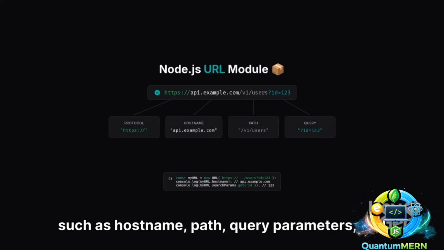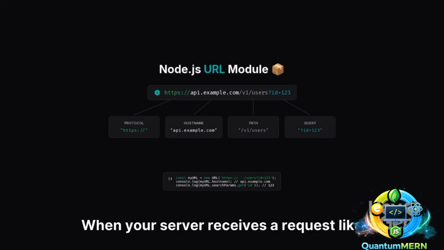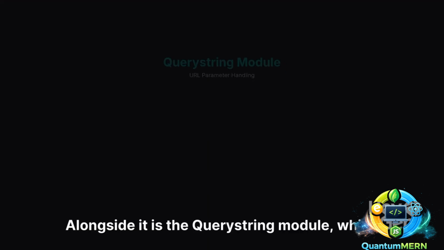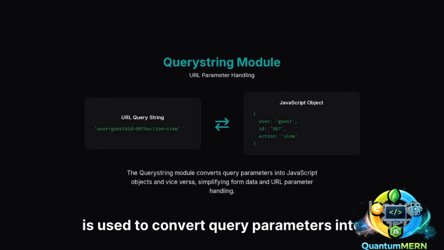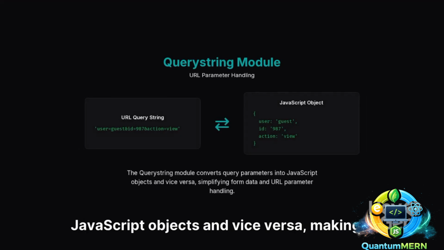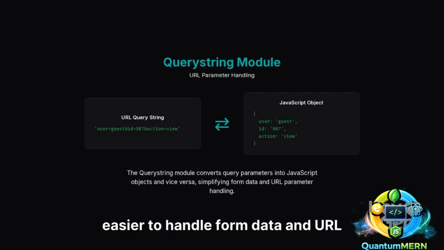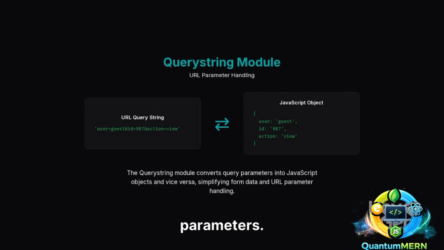Another essential module is the URL module, which helps parse URLs into meaningful parts such as hostname, path, query parameters, and protocol. When your server receives a request like a search query with parameters, the URL module helps you extract and process that information easily. Alongside it is the query string module, which is used to convert query parameters into JavaScript objects and vice versa, making it easier to handle form data and URL parameters.